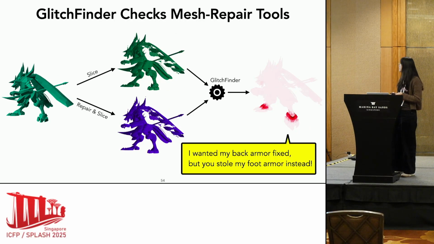And second is the mesh repair toolbox. So we evaluated two popular mesh repair tools, and Glitch Finder helps us to detect if the tool actually fixes a problem or not. So we showed this example earlier also. You can see in this case, not only did the tool fail to repair the model, but it also introduced new problems.